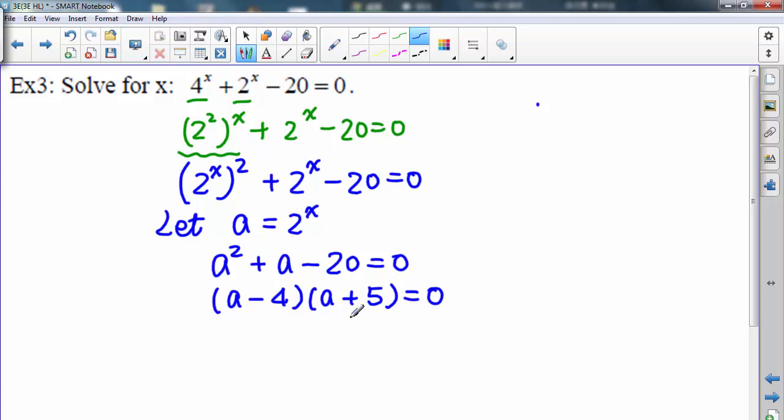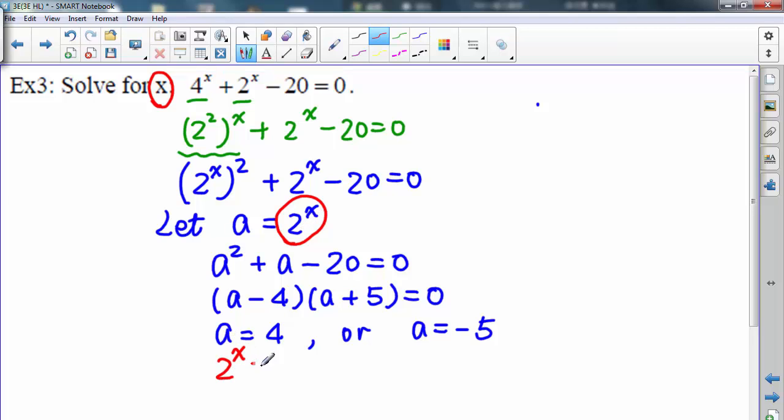We can get 2 solutions for the quadratic equation. One is 4, and the other one is -5. But my goal is not to look for the a values. My goal is to solve for x. And we know a is 2 to the power of x. This time, I plug this 2 to the power of x back for a. So I change this a back to 2 to the power of x.